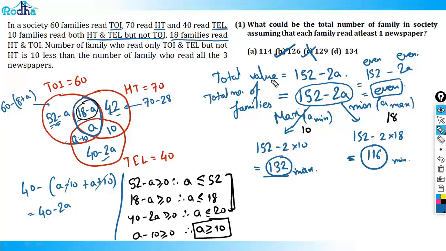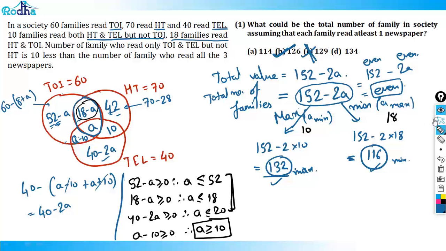So my maximum number of families is 132 and minimum value is 116. So my answer should lie between these two. Two options, 126 and 129. But in that, I can see that the total number of families is 152 minus 2a. So 2a is even, this is even. Even minus even remains even, right? That's why odd will not be there. 129 is an odd number. So what is the answer? Answer is 126.